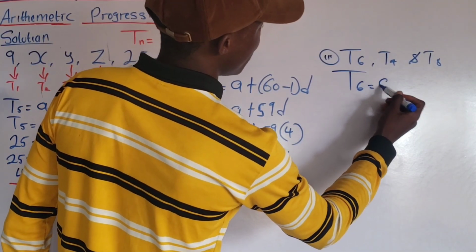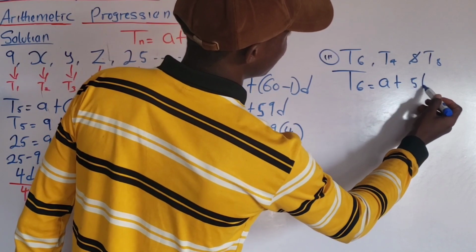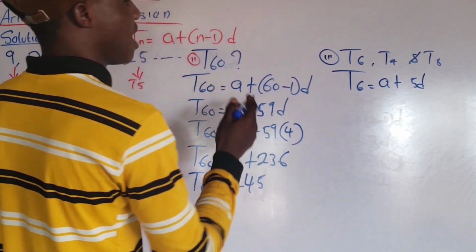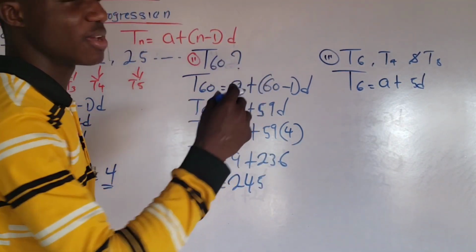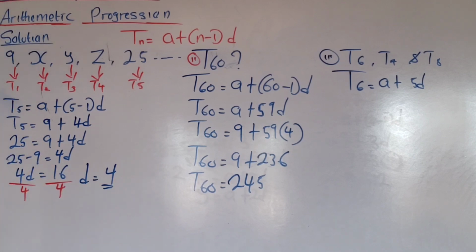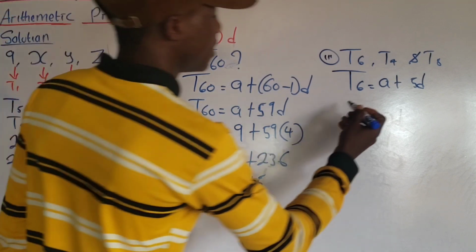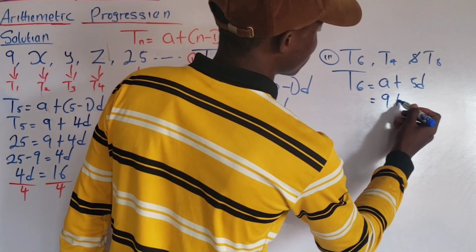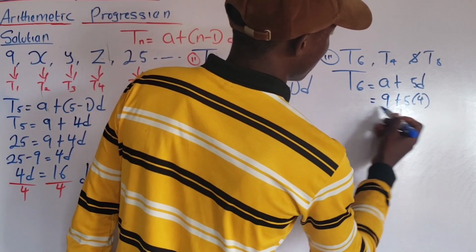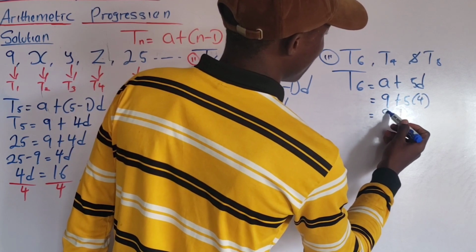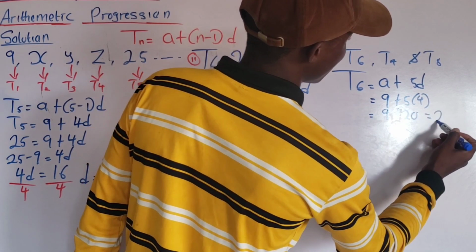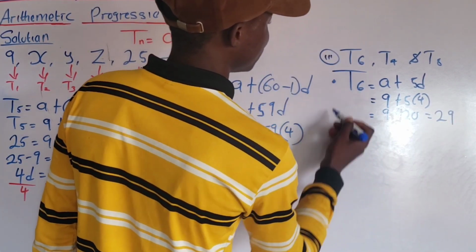Now, to get the 6th term, that will be T6 is equals to A plus 5D. You understand? Because I'm going to have something like A plus 6 minus 1 multiplied by D. That is A plus 5D. Okay? You understand? Now, recall that D is 4. So I'm going to have A, which is 9, plus 5 multiplied by 4. That is 9 plus 20. That is what? 29. Okay? So that is the 6th term.